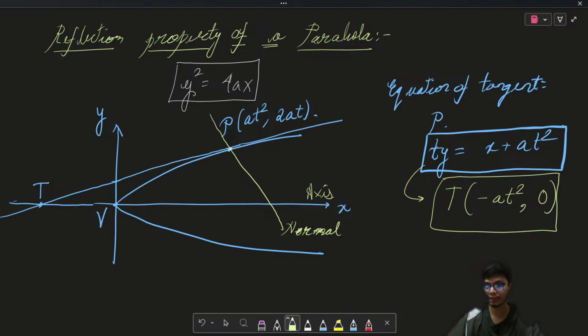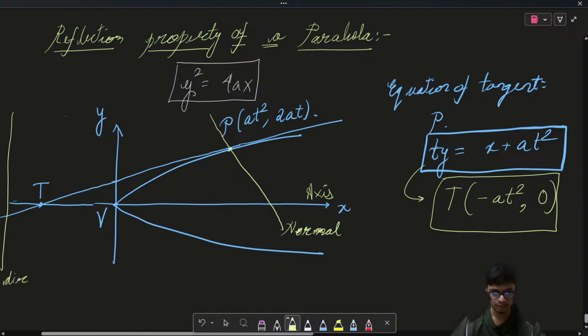Now what I am basically trying to showcase through this particular property is that the tangent at any point P to the parabola bisects the angle between the focal chord through P and the perpendicular from P to the directrix. So this is my directrix, which has the equation x equals minus a, right? So let us say this is my directrix, having the equation x equals minus a.